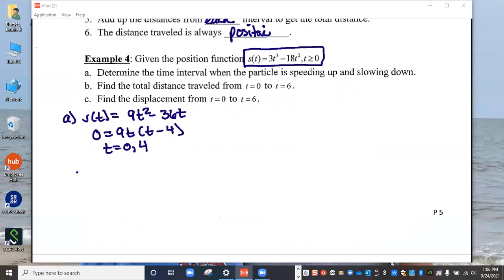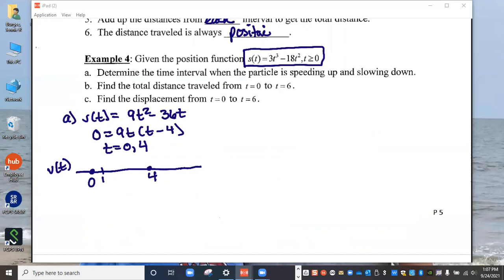So then what we're going to do is do a number line test. You're going to get tired of doing number line tests. What I want to know is whether velocity is positive or negative between 0 and 4. So you pick a test number. Pick any number between 0 and 4. Don't use 0, don't use 4.